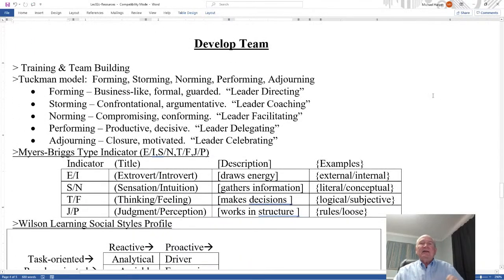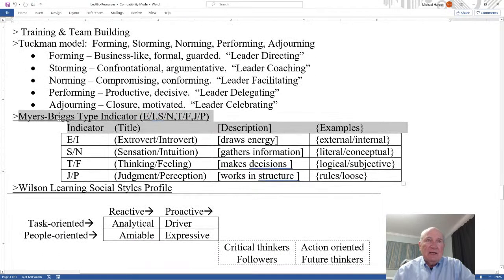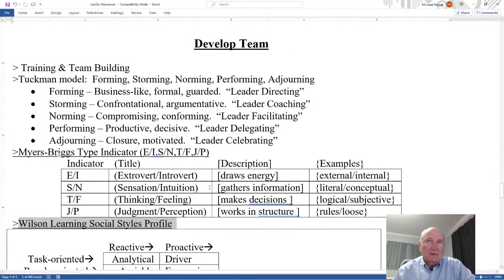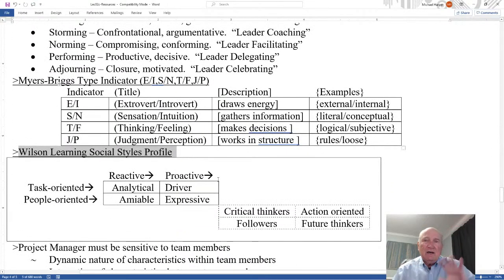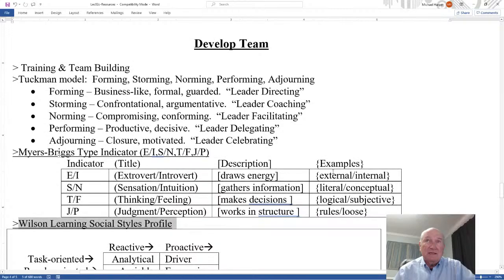Once you have the team together, remember the time nature of a project. They're going to come, they're going to get it done and go. Well, each project is different, and each integration of team members and how they function together will be different on every team, on every project, because every project is different. Well, we'll be looking at three different approaches here. First of all, the Tuckman model, and then the Myers-Briggs indicator, and then the Wilson Learning Social Styles. And these are three different perspectives of developing a team.